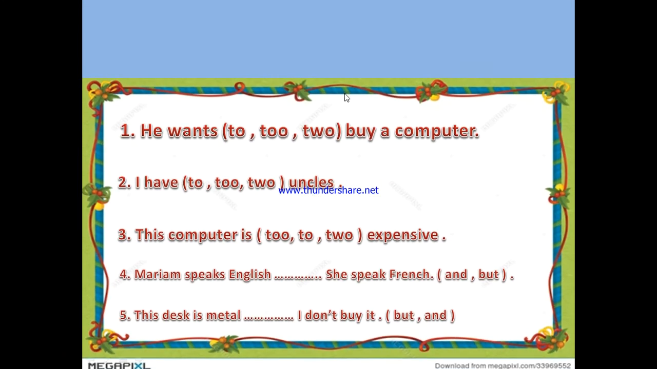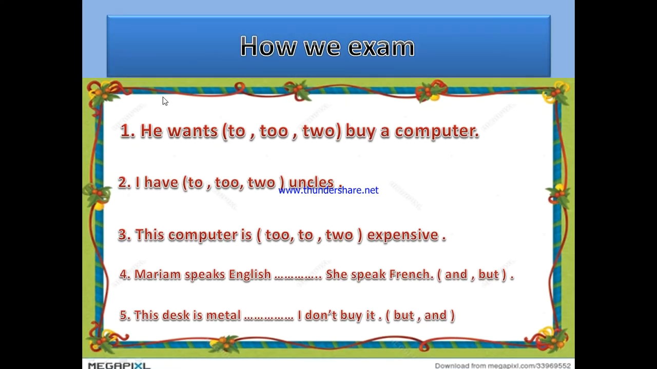Now we go to the exam. Number one, he wants to buy a computer. Look, we have wants, like, want, going. What do we choose? This two, meaning to, or this two, meaning also or very, or this two, the number? Which one? Yes, we take two meaning to. I want to buy a computer.